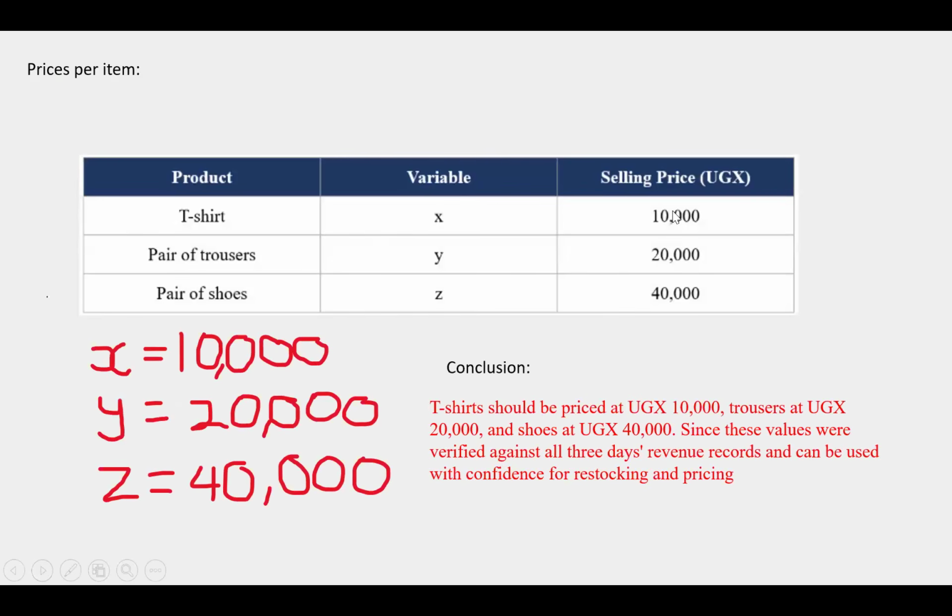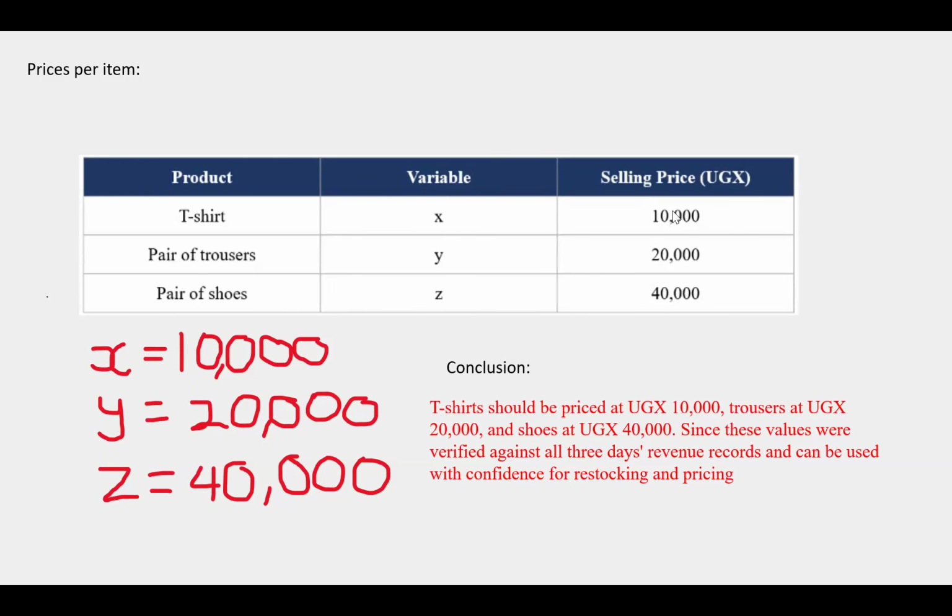So from finding the value of the different variables, we found out together that the variable of x equates to 10,000 Ugandan shillings, the variable of y equates to 20,000 Uganda shillings, and the variable of z equates to 40,000 Uganda shillings. Remember, we let our t-shirts be the variable of x, we let our pair of trousers be y, and we let our pair of shoes be z.